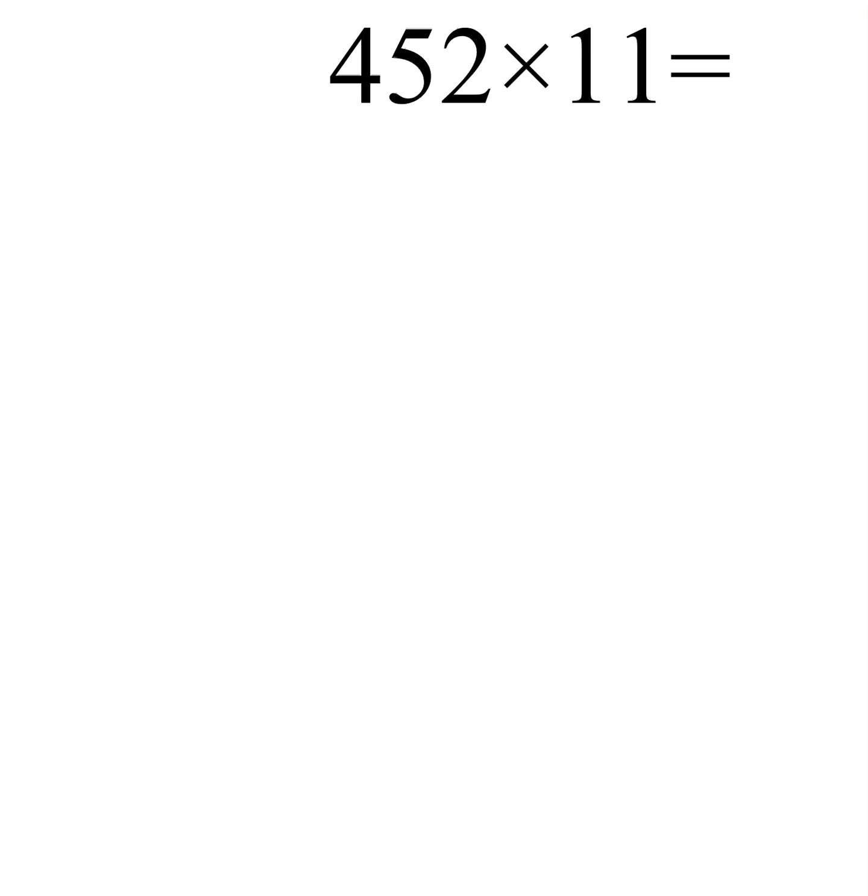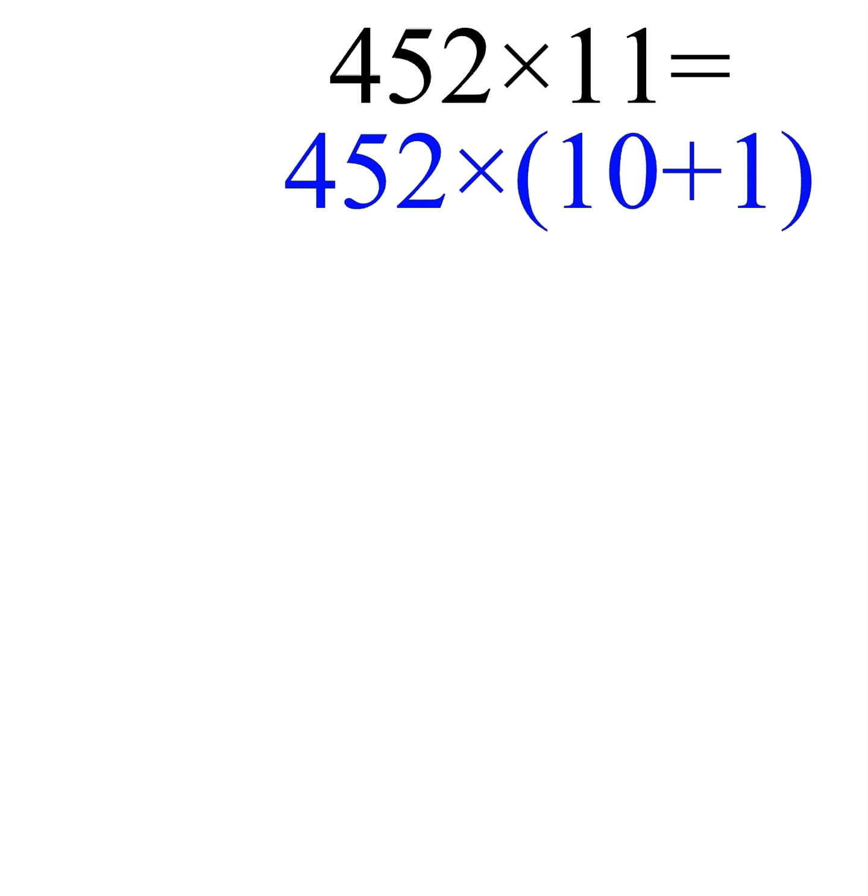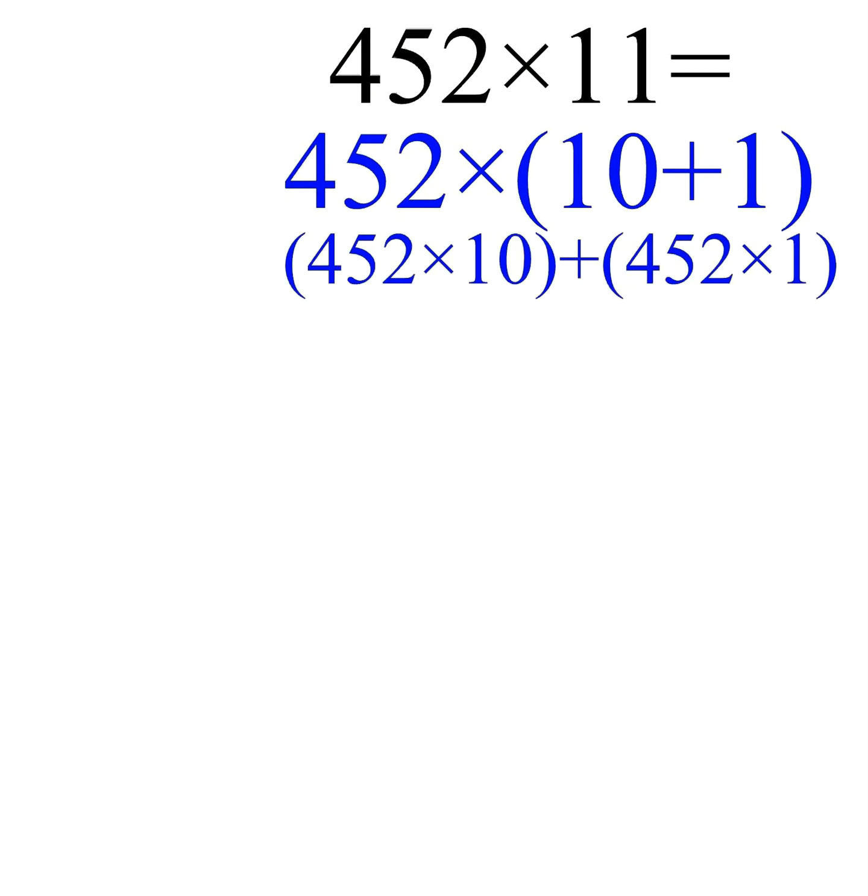But why? Here, to prove it, we could write 11 as 10 plus 1. And according to the distributive property, we could multiply 452 into 10 and add it to 452 into 1. And the left parenthesis would be equal to this, 4520, and the right one to this. Now, let's add it vertically. Okay, like this.